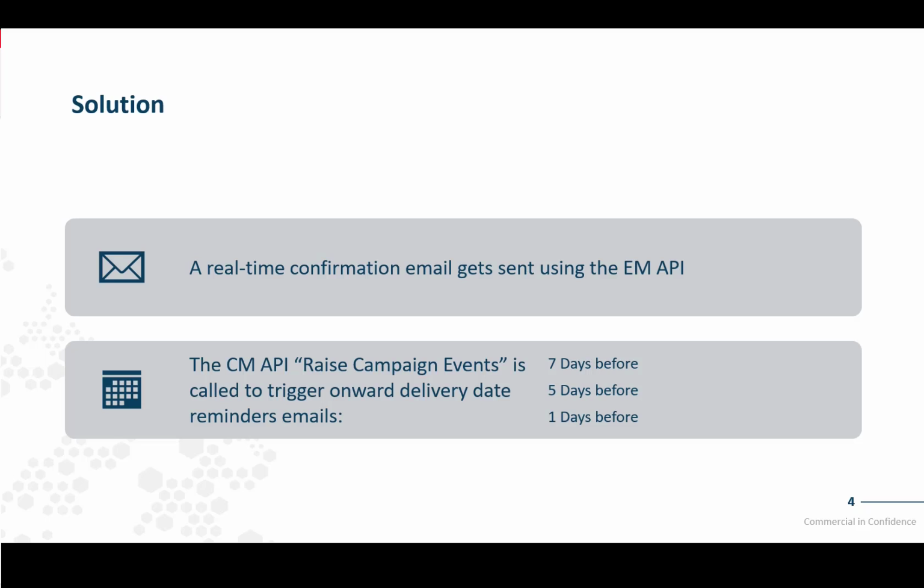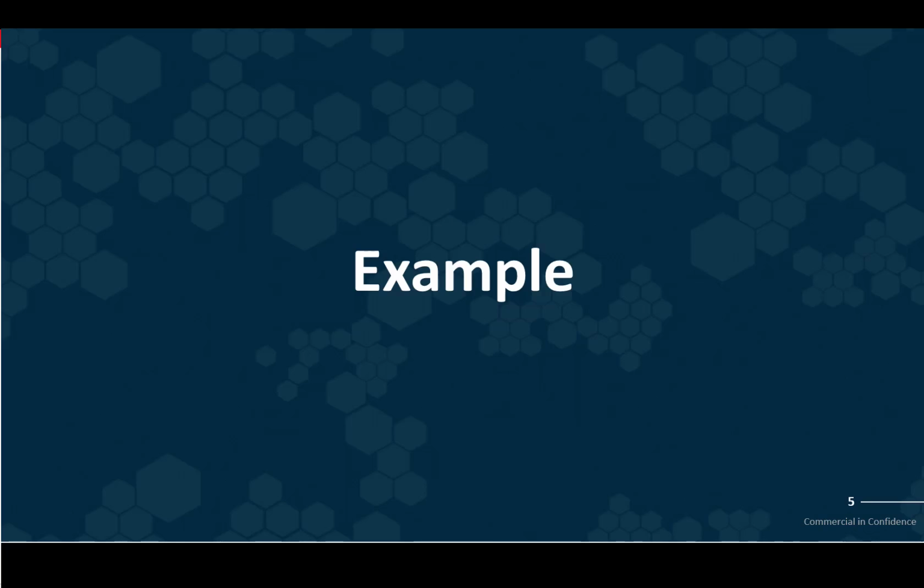So the solution would be to send a real-time confirmation email using the Email Manager API to confirm that the booking has been made and the delivery date. And then the Campaign Manager API is raised. And that will then trigger onward delivery date reminder emails 7 days before the delivery, 5 days before the delivery, and 1 day before the delivery.